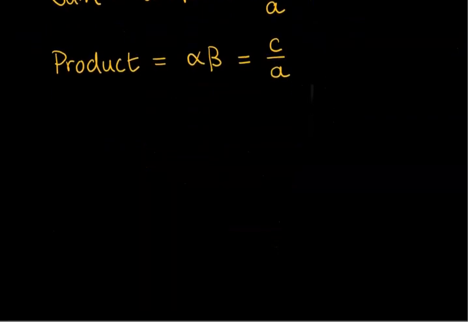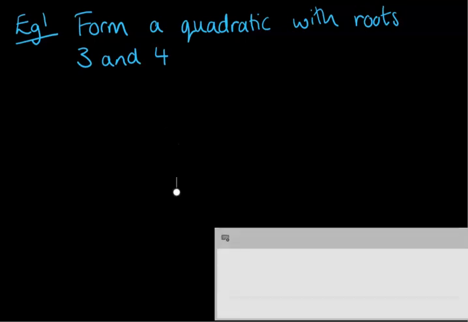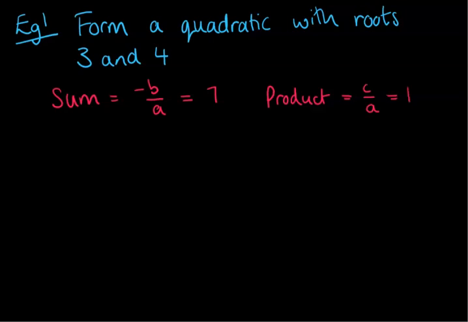So we'll look at a couple of examples of how this might be used. So we might know what the roots are, and we want to form an equation, a quadratic, to match those roots. So if we do the sum, which would give us minus b over a, that would equal 7. Product, we know is equal to c over a, that's going to be equal to 12.